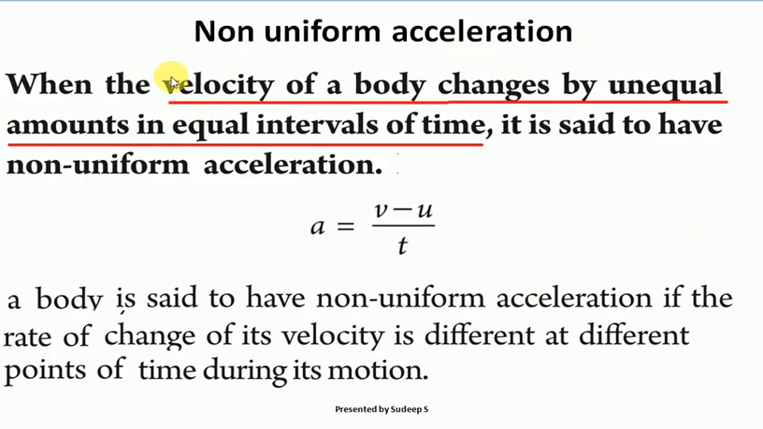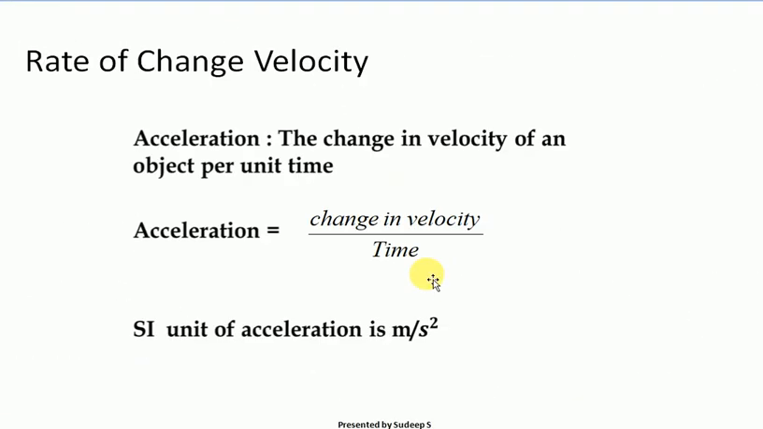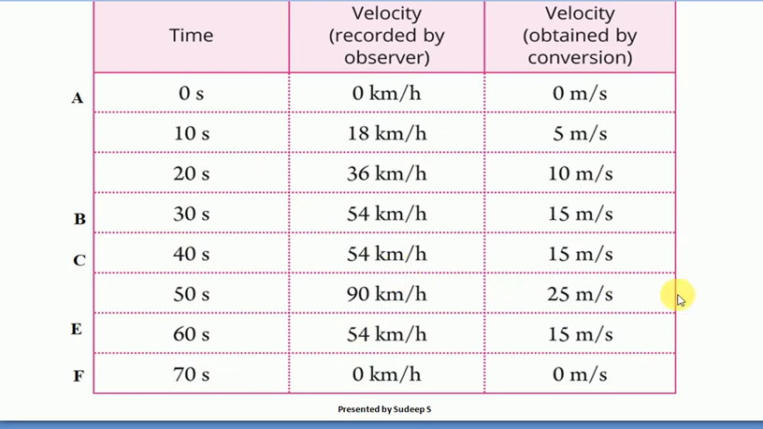Non-uniform acceleration: when the velocity of the body changes by unequal amounts in equal intervals of time, it is said to have non-uniform acceleration. The mathematical definition for that will be: a body is said to have non-uniform acceleration if the rate of change of velocity is different at different points of time during its motion. So let us take the same case study to understand non-uniform acceleration. Now consider a case for C to F.